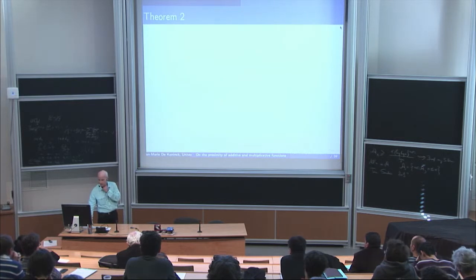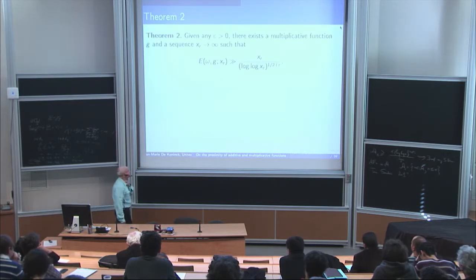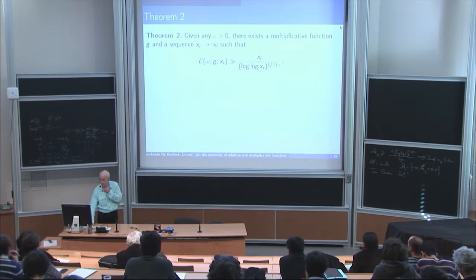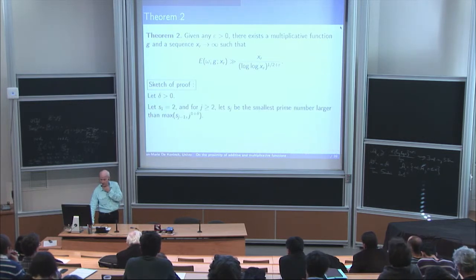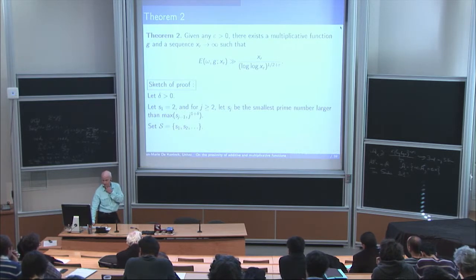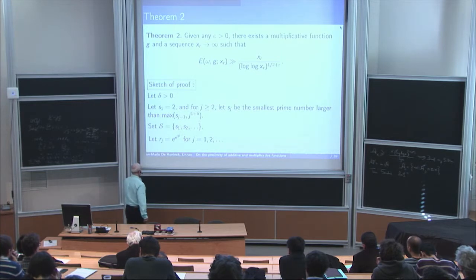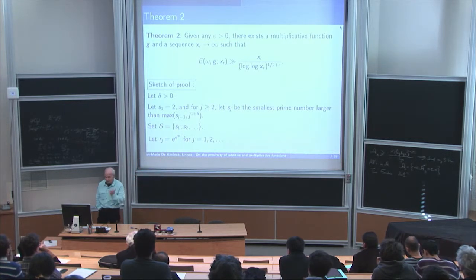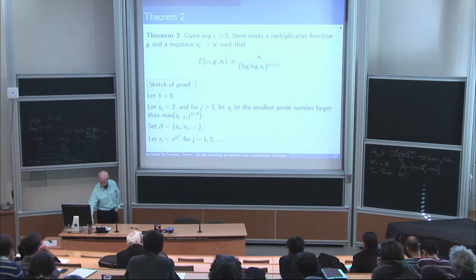Okay, Theorem 2 says we can improve the lower bound, but it will only work on a subset of the real numbers. In the sketch of the proof, I start out exactly the same way. There's my set. Again, the sum of the reciprocals of the primes in there converges. But then I introduce another sequence, and it's obviously a sequence that increases extremely fast: e to the 2 to the g. You will see why I picked that particular sequence in a moment.